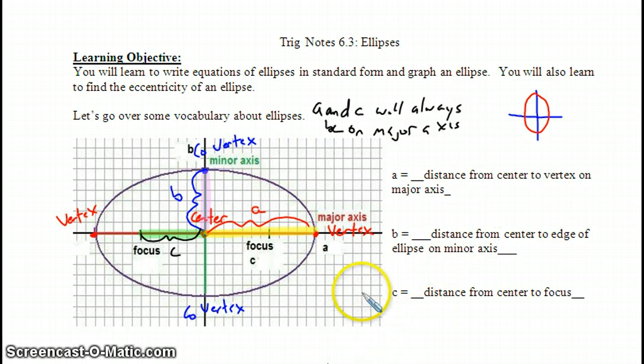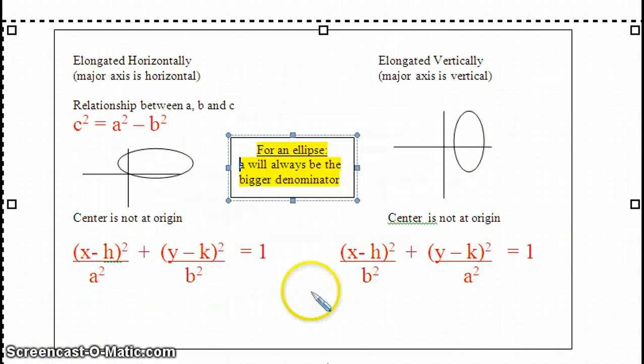So when we go through to actually create our ellipse, what we need to do is figure out the center and figure out what our distance for A and B are. And once we know what our A's and B's are, we can plot our vertices and our covertices, and then we can connect the dots to make our ellipse from there. Let's look at now some formulas for graphing an ellipse.